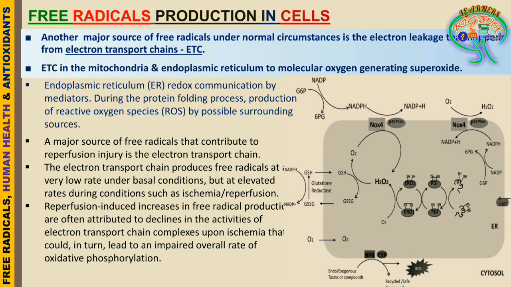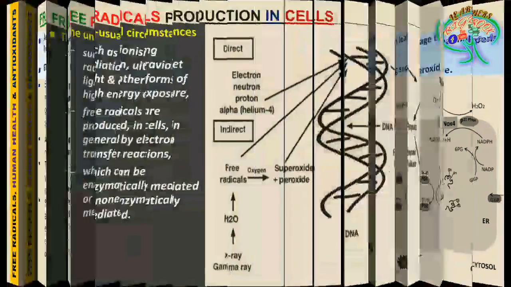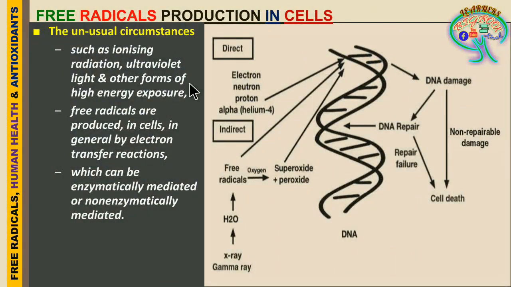So this is regarding the free radical leakage during the electron transport chain in mitochondria and also the endoplasmic reticulum. In this slide, we will discuss the unusual circumstances, other than the internal sources of free radical production in cells. Those can be ionizing radiations, ultraviolet light, and other forms of high energy exposure. Free radicals are produced in cells in general by electron transfer reactions, which can be enzymatically or non-enzymatically mediated.